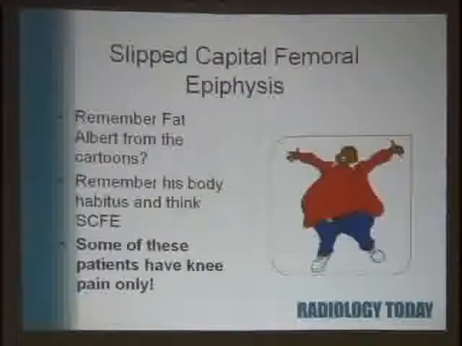And this is important because some of these children only have knee pain. And I have a great story to tell about this. When I was at the University of Alabama, you sat and read, it was like a dream.